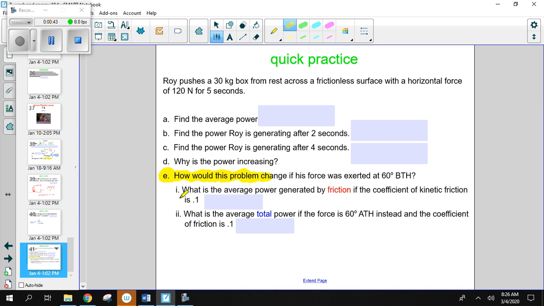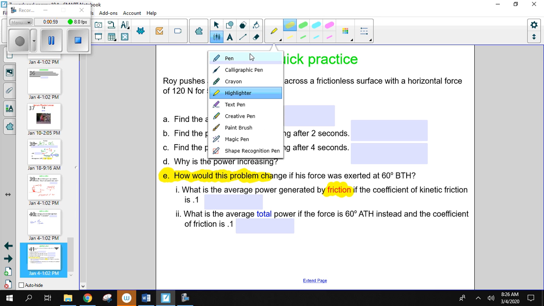Basically, A, B, C, and D, not too bad. E can be a whopper because we have that F word, which is friction. Oh my god. Alright, so let's focus on the first parts though, because you're going to need those anyway.